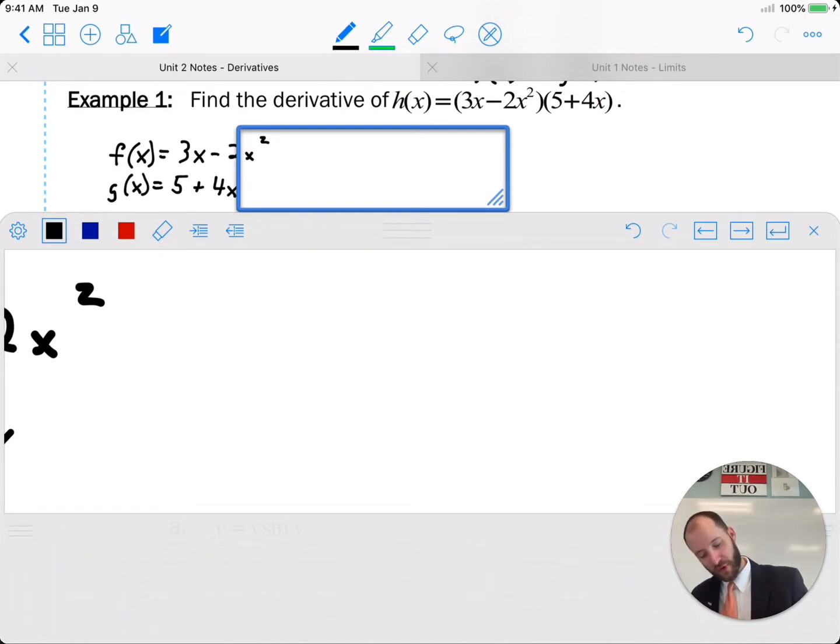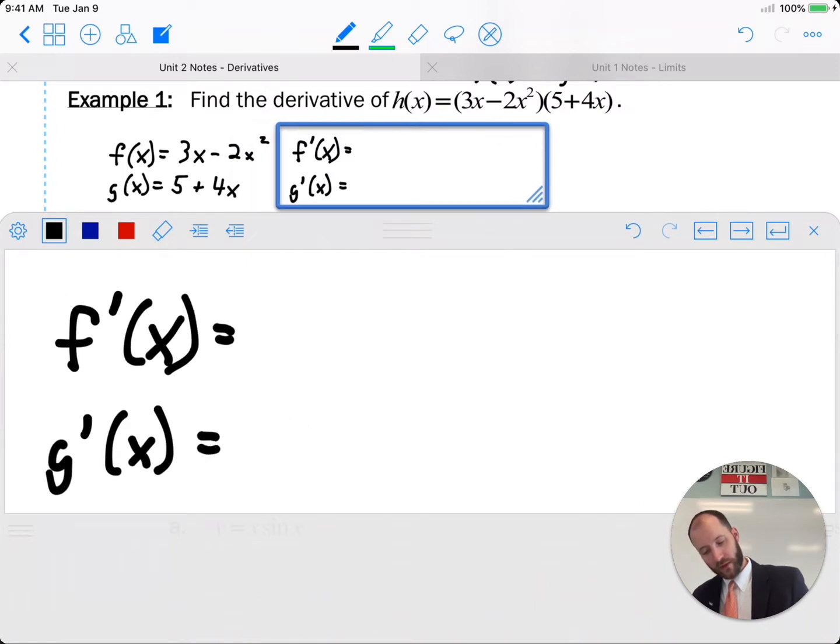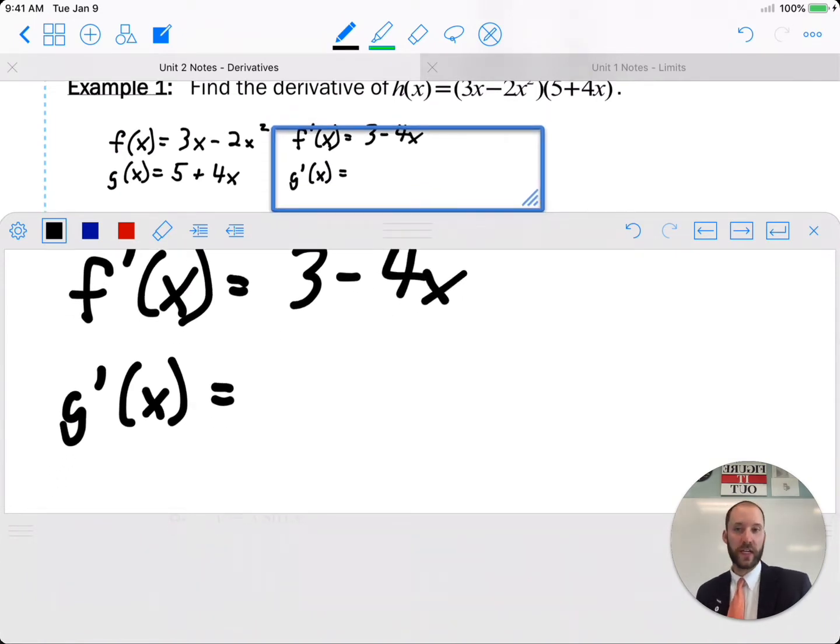Let's take f prime of x and g prime of x. The derivative of f of x is pretty simple: 3 minus 4x. The derivative of g of x, 5 plus 4x, is pretty simple, just 4. The 5 goes away, 4x becomes 4. So we have our puzzle pieces. Now put our puzzle pieces together.